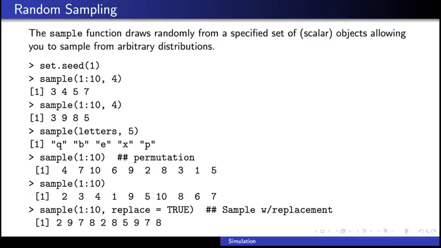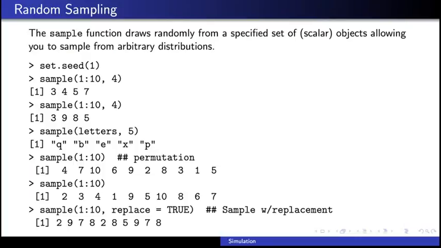I don't have to just sample numbers. I could sample letters if I wanted to. So here I'm taking the letters A through Z, and I'm just going to sample 5 of them without replacement, and I just get Q, B, E, X, and P. Now, what happens if I don't specify anything? I just give it the vector of objects. So here I'm passing sample the vector 1 through 10. And if I don't specify anything else, what it does is it gives me a permutation of those. So here the vector 1 through 10 is just permuted in a random order. If I call it again, I get yet another permutation.